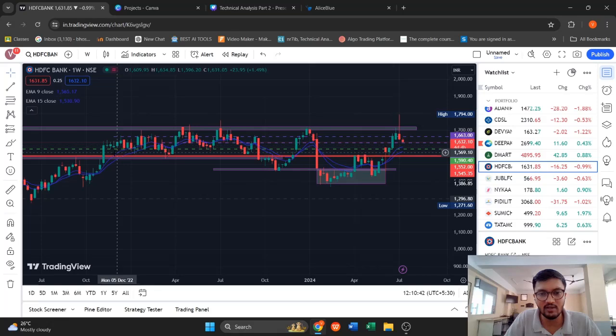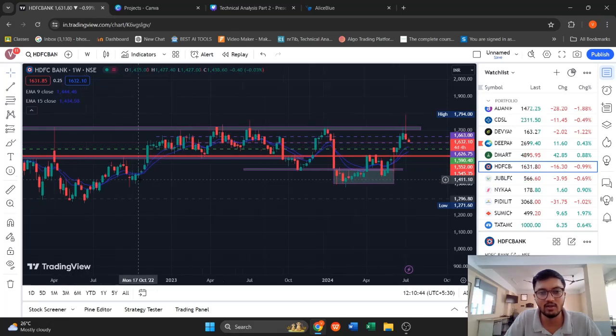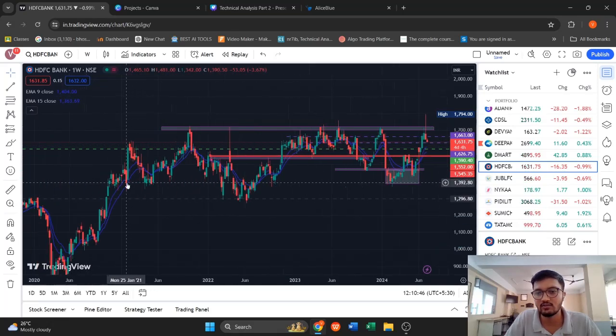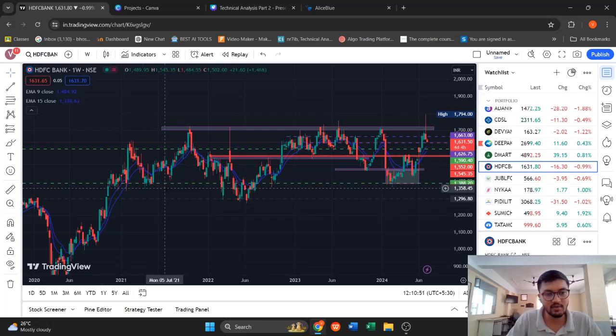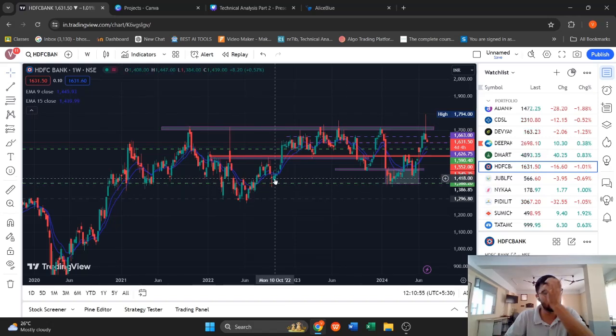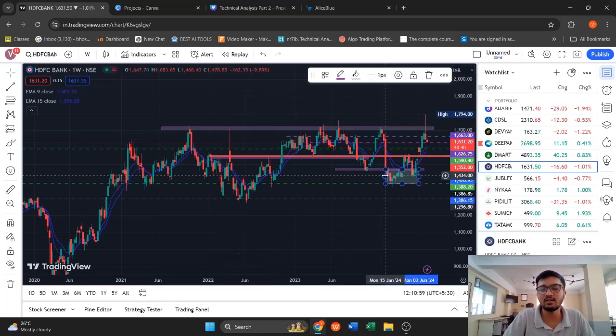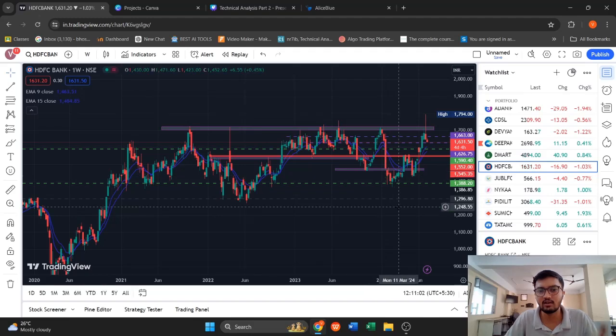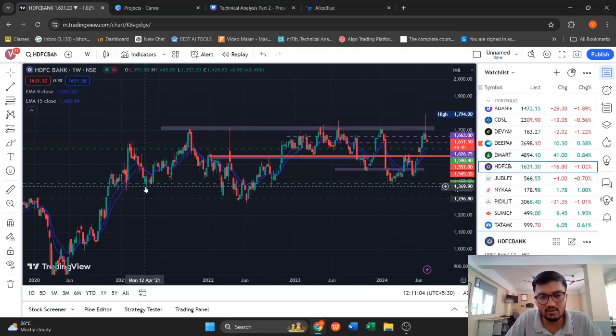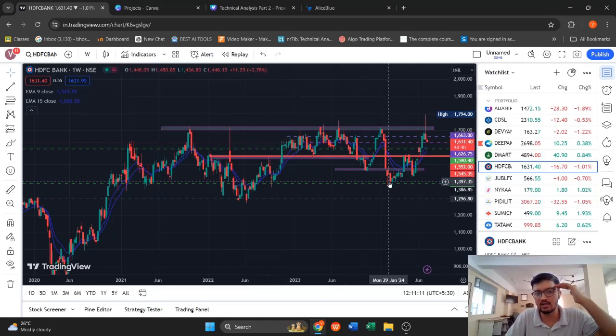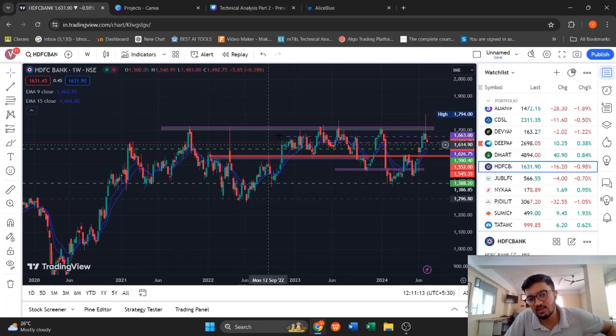And for support, every time it comes to the 1400 level, you can see at this particular price there's enough buying pressure, there are enough buyers, because it is a fundamentally good company. There's very good management, and nothing bad is happening in the company. So every time at this price the stock reverses and moves up again. At support, you just need to learn this: at every support, you have to buy.